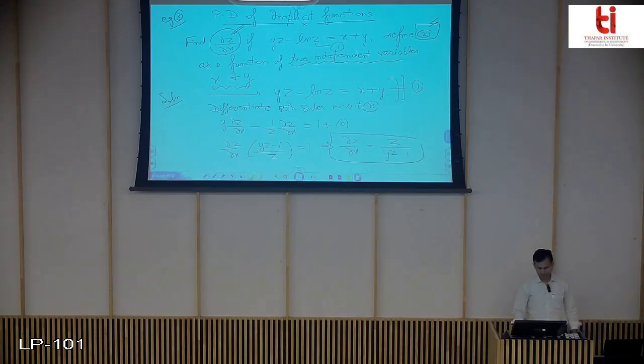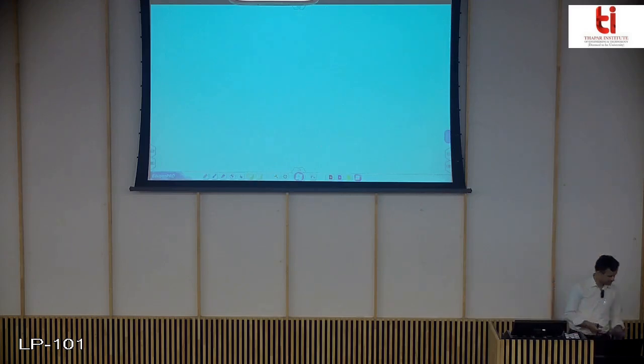So this is the solution of your question, in which you were asked to find del z by del x, but z is not given in explicit form. It is given as an equation in implicit form. This is the way we can find the partial derivatives of such equations. Similarly, we have another question. You can try this.